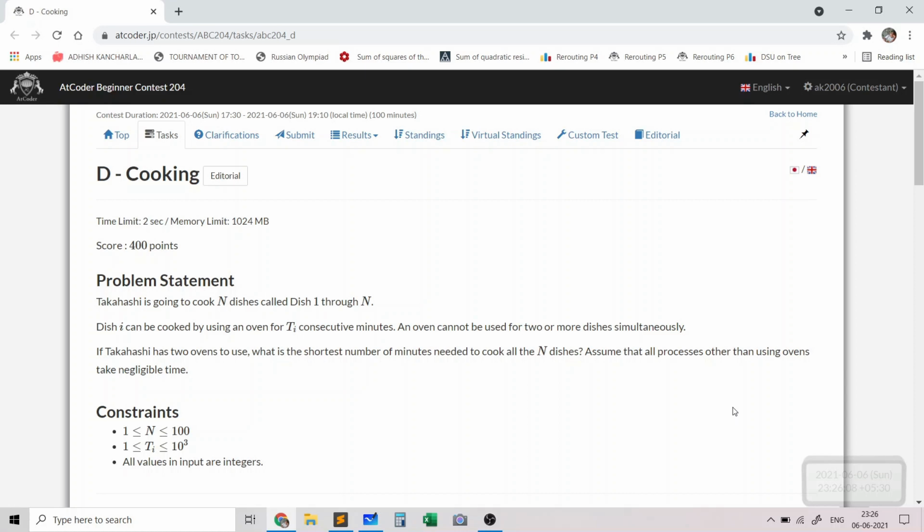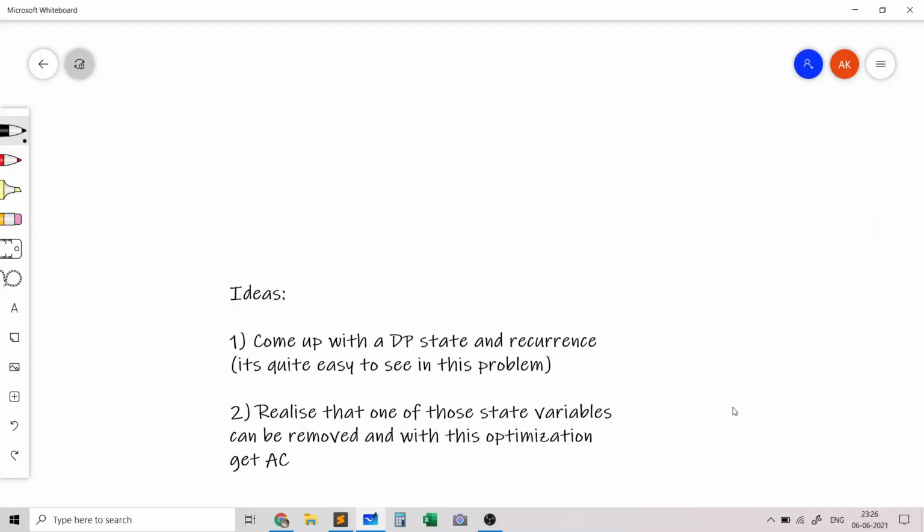Before I read the problem statement, let's look at the key ideas which this problem is testing you on. The first one is to come up with a DP state and recurrence. As I will explain, it's actually quite simple to figure out what the recurrence and the state would be. However, if you want to get AC, you would need to drop one of the state variables, and only with this optimization can you get AC.